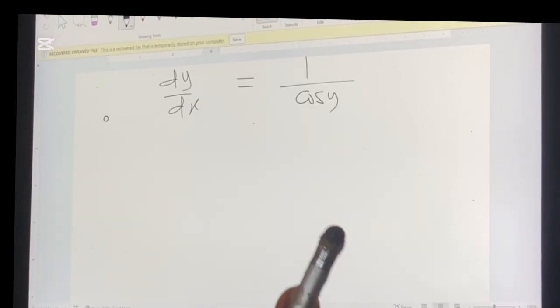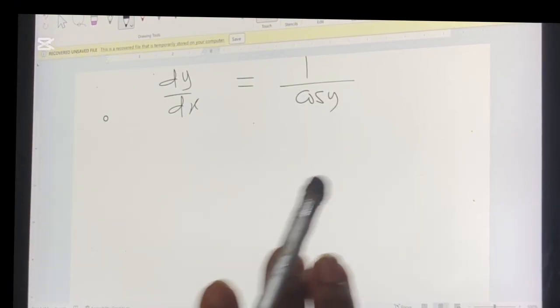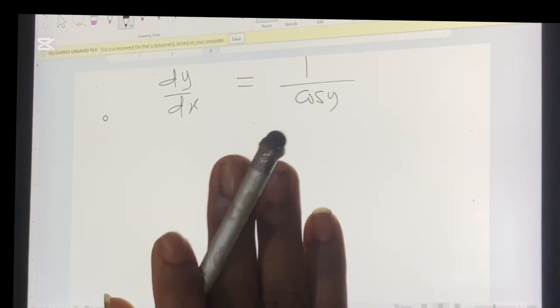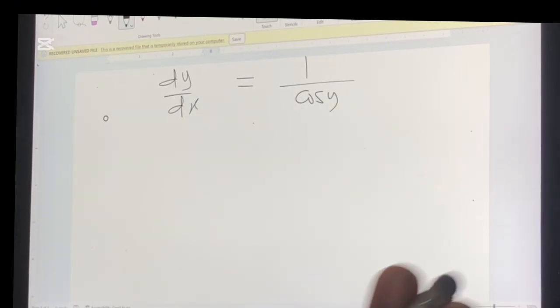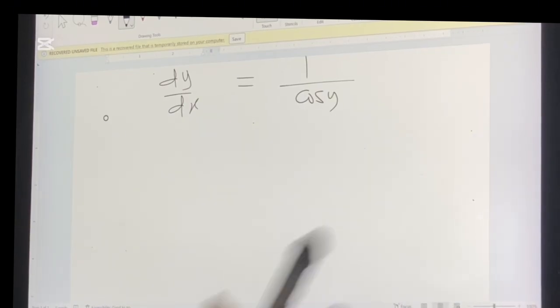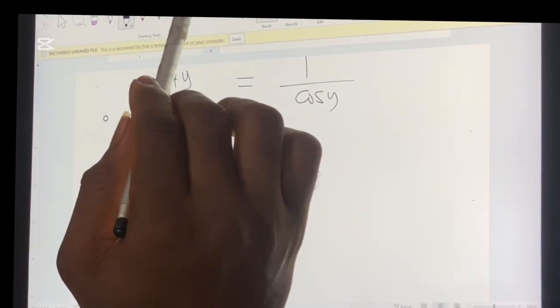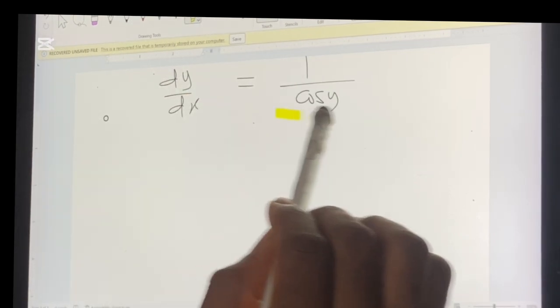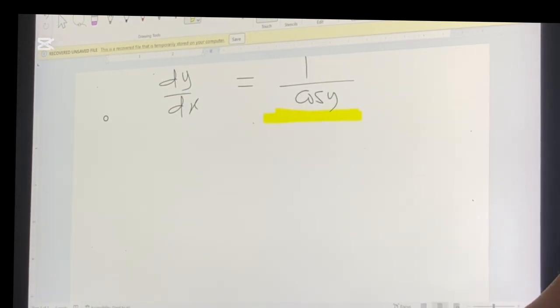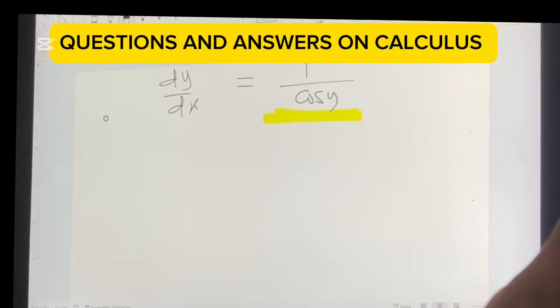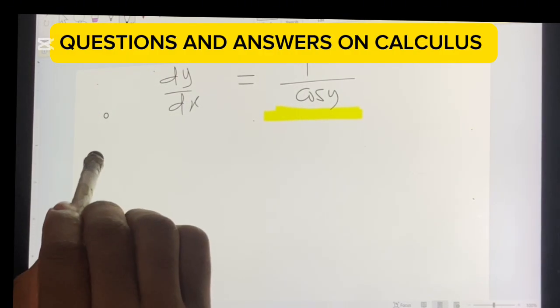But remember this, whenever you are differentiating with respect to s, that means the letter that will be at the right hand side must have letter of s. If you are differentiating with respect to s, the part here must be of s. So if you look into this question here, it's not of s. So how do we make cos y to be in form of s? Please take note.